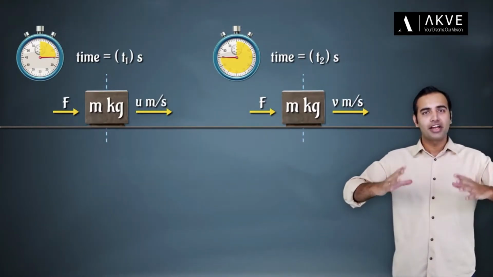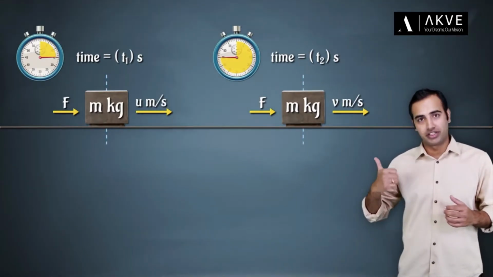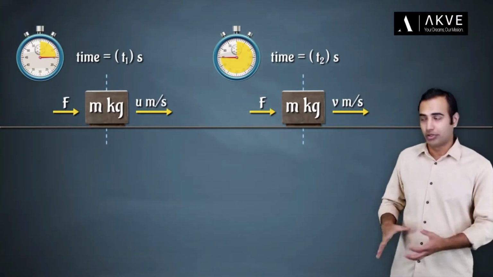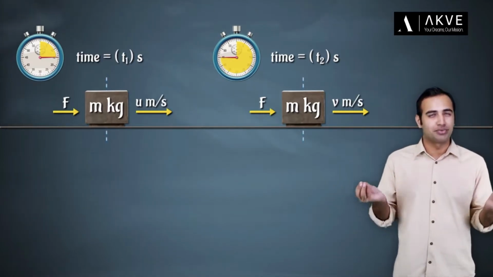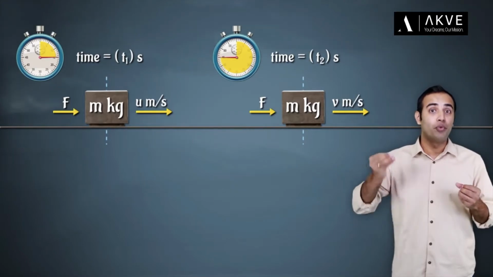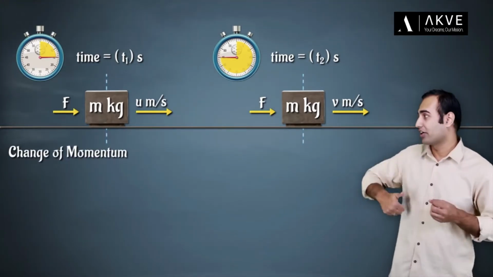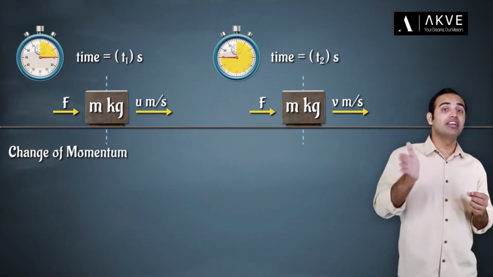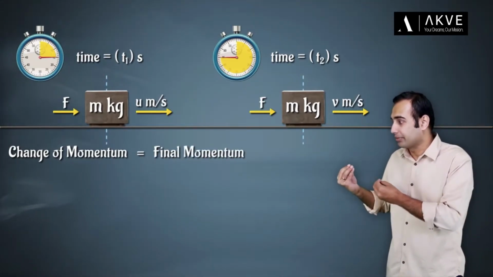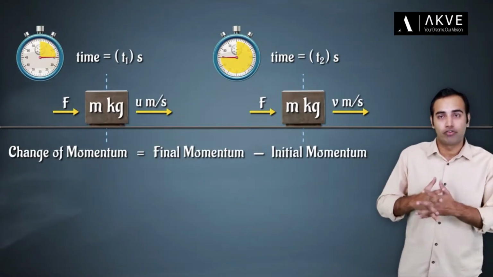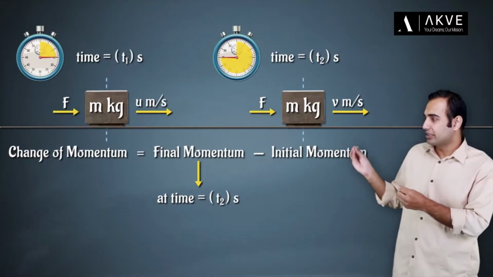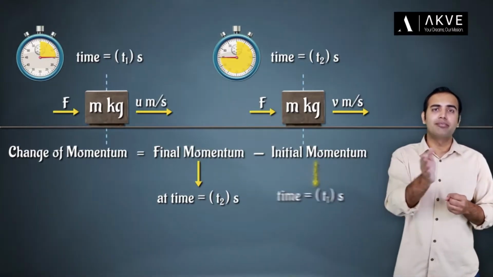Now I know I'm using a lot of variables over here, which might be difficult to relate to for some of you, but bear with me, because all of this would reduce into a simple, beautiful equation. But in any case, tell me guys, what is the change of momentum of our object over here between t1 and t2 timestamps? Well, you see, it's nothing but final momentum minus initial momentum. Now, final momentum is the momentum of the block at time t2 seconds, and the initial momentum is the momentum of the block at time t1 seconds.